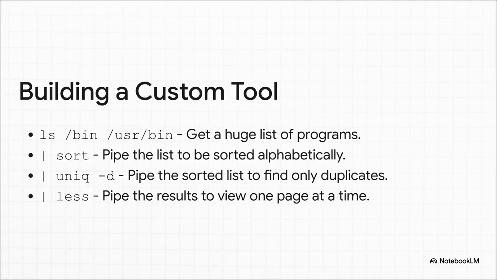Let's actually see how this works. So we start with our huge, messy list of programs. We pipe that whole list to the sort command to put everything in alphabetical order. Okay, better. Then we take that sorted list and pipe it to uniq -d to find only the lines that are duplicates. We've just answered a pretty complex question. Which programs appear in both of these directories? And finally, just so it's readable, we pipe the result to less so we can view it one page at a time. In one single line, we just built a custom tool that didn't even exist a minute ago.